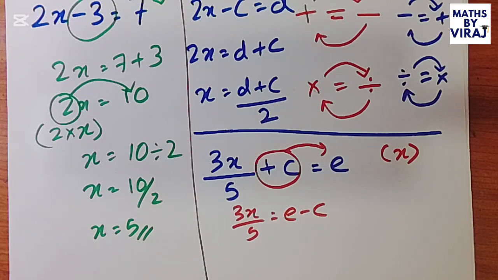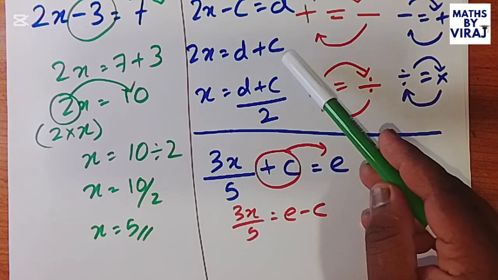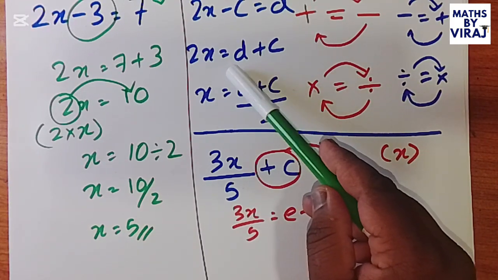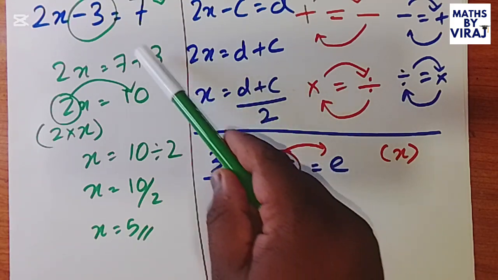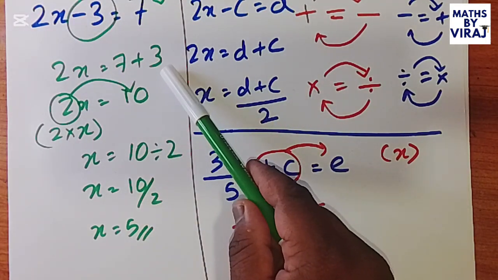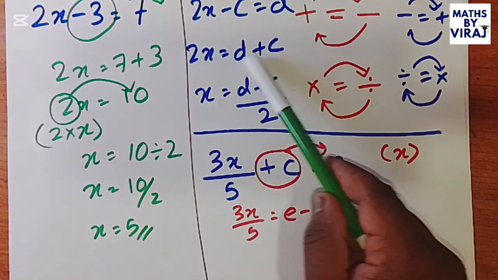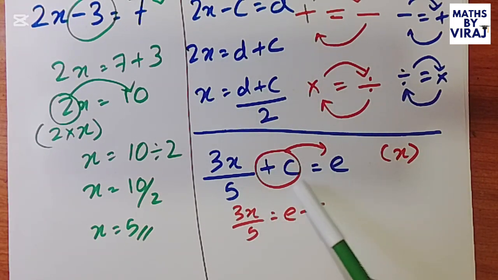Now remember children, there is a small pattern. The new incoming letter or number is always written behind the original letter or number that was there. See, minus 3, we wrote plus 3 behind 7. Minus c, we wrote c behind d. Similarly, plus c when taken to the other side, we write as minus c, but behind. This is more or less like a regulation, not a rule that we must follow.